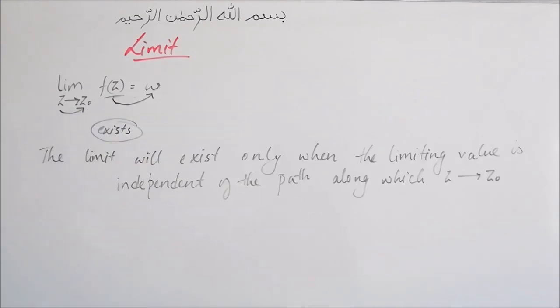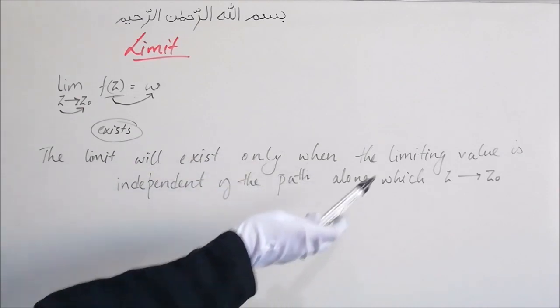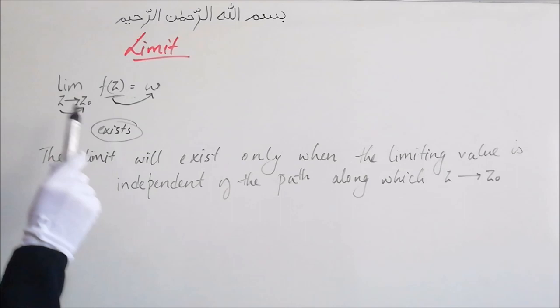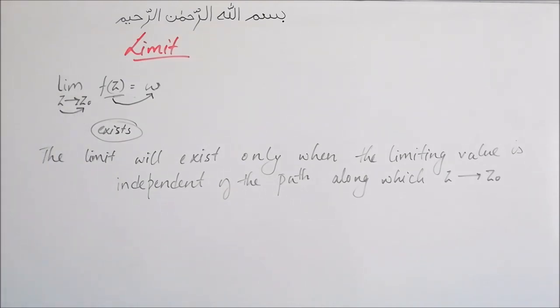To find whether the limit exists or not for a multivariable function, the limit will exist only when the limiting value is independent of the path along which z tends to z naught.